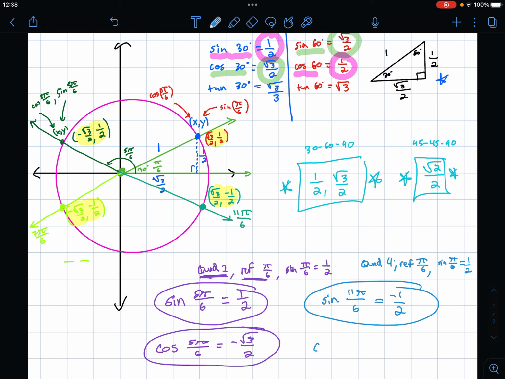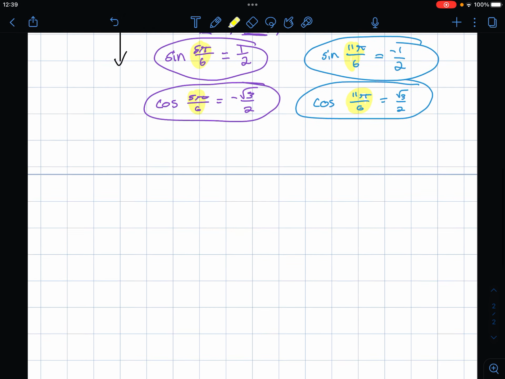If I wanted to calculate the cosine of 11 pi over 6, I go through this same process: quadrant 4, reference angle, ratio. X is positive in quadrant 4, so it must be positive root 3 over 2. And so this is how you're going to be able to do these different calculations in your head. Sine of 5 pi over 6, or all these ones that come from the special right triangles, the 30, 60, 90, and it's set. So now my question to you is, what's going to happen?